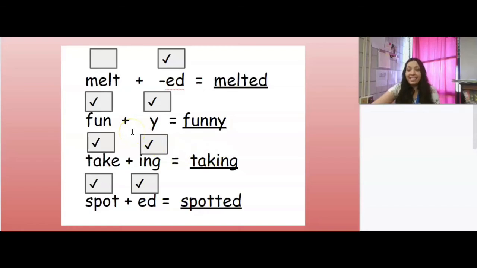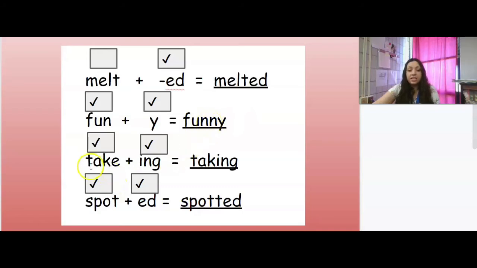How about funny? We've got fun over here. One vowel, one consonant, so I give it a check mark. Y, remember, when it's a suffix, acts as a vowel, so I'm going to mark it. So funny is spelled with two N's.